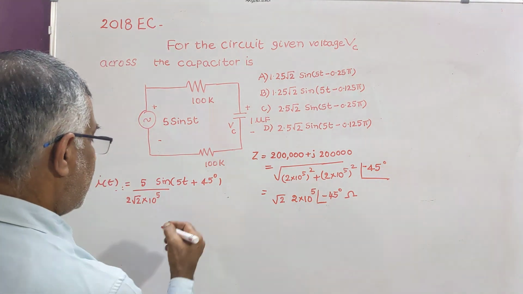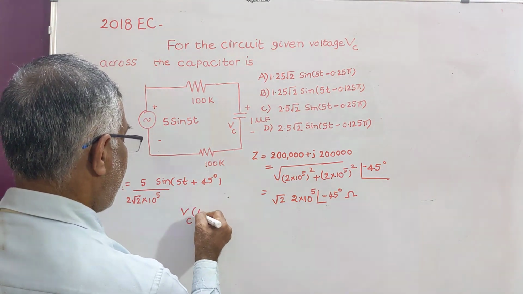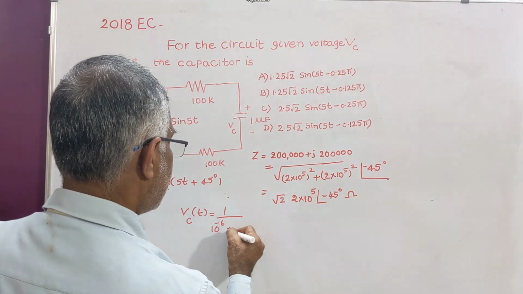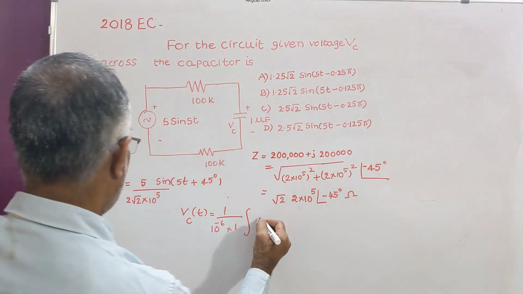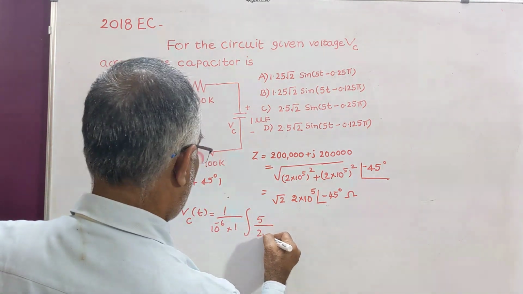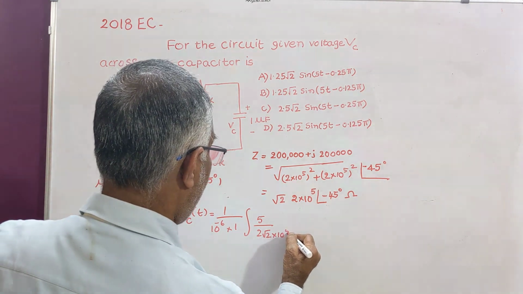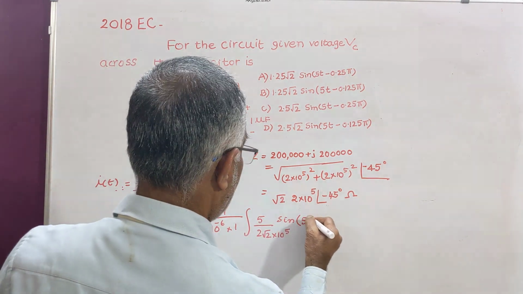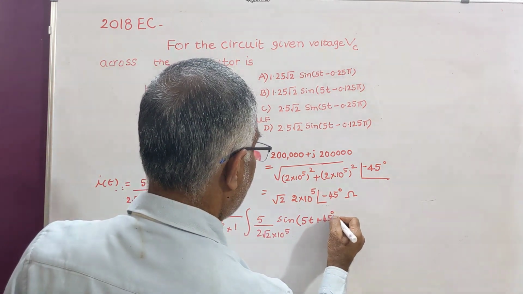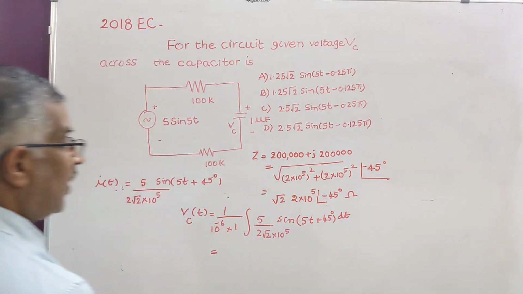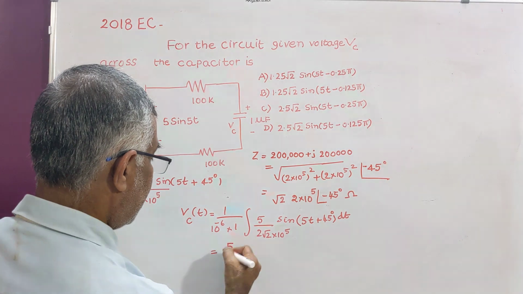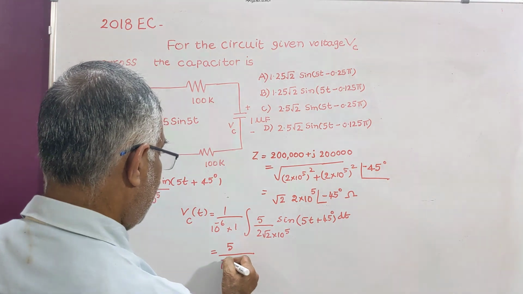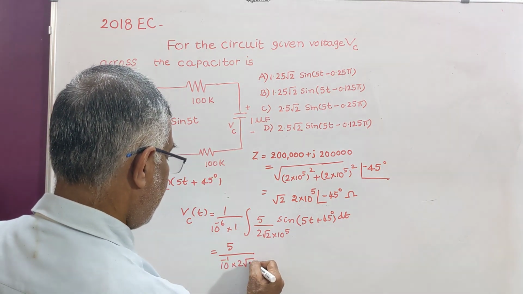Therefore, I will write voltage across the capacitor is equal to 1 by C into integral 5 by 2 root 2 into 10 to the power of 5 sine 5t plus 45 degrees into dt. So if you integrate 5, 10 to the power of 5, 10 to the power of minus 6, 10 to the power of minus 1 into 2 root 2.